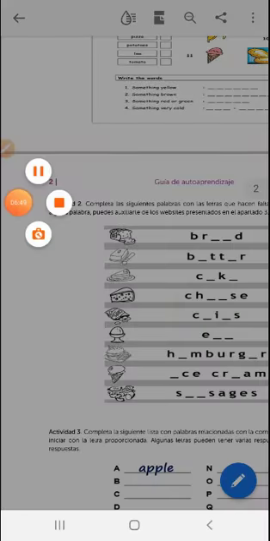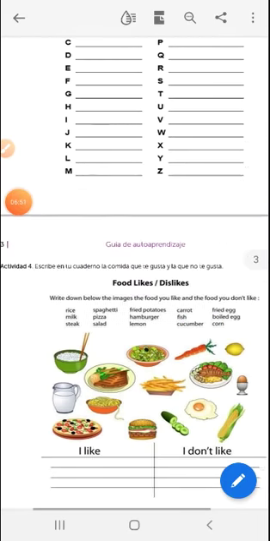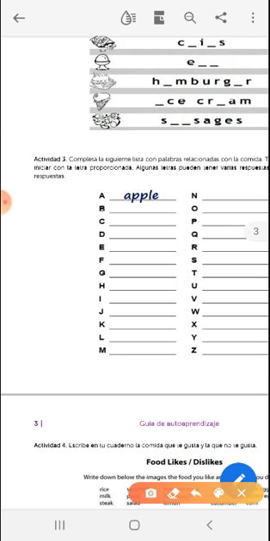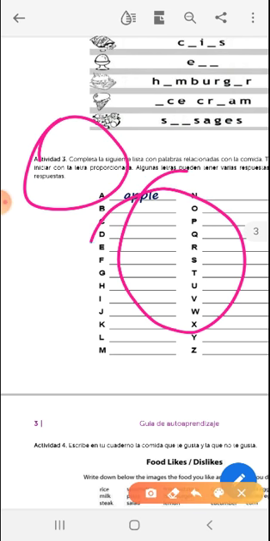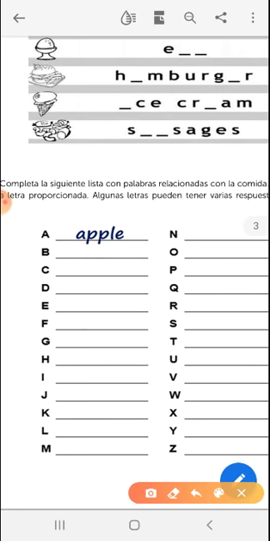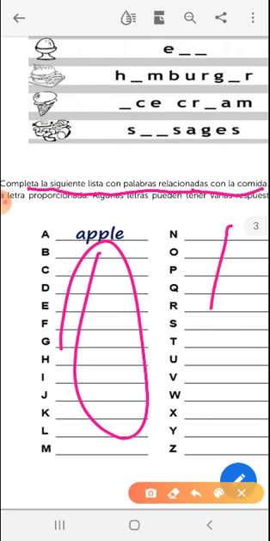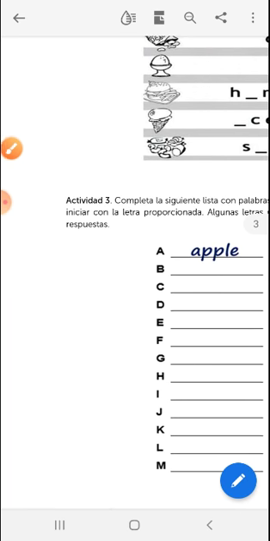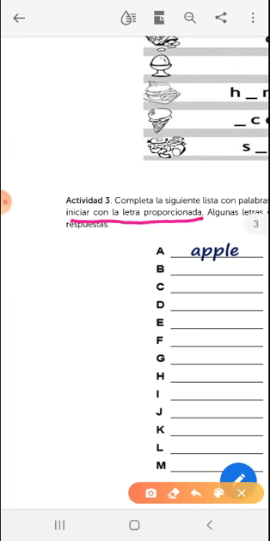Okay, now let's move to activity number 3. I'm sorry, activity number 3, yes. In activity number 3, dice, completa la siguiente lista de palabras relacionadas con la comida. This is the list of words related to food, relacionado con comida. Todas las palabras deben iniciar con la letra proporcionada. ¿Ok? Todas las palabras deben iniciar con la letra proporcionada.